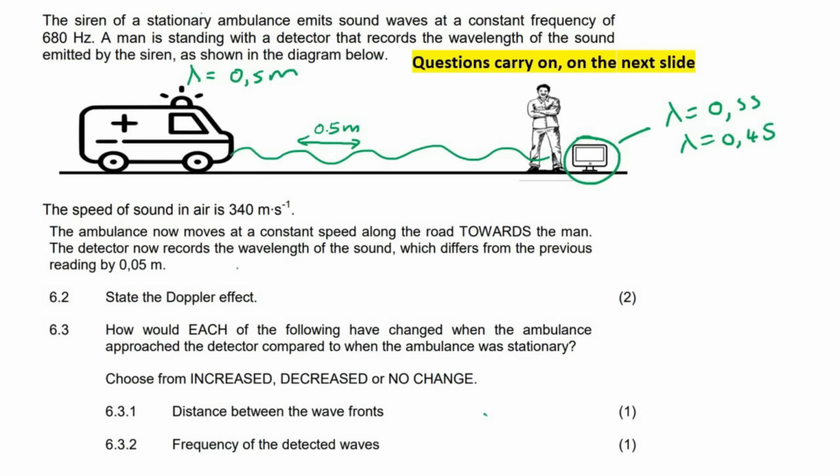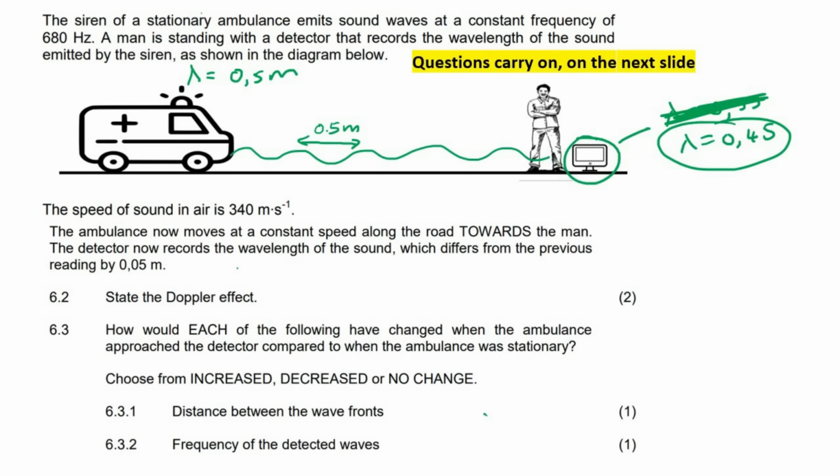Now, you've got to think to yourself, what would happen to these waves when the ambulance begins to drive in that direction? Well, the ambulance will begin to squash or compress those waves. So those waves will actually become a little bit shorter. How much shorter? Well, they told us 0.05. It'll differ from the previous one by 0.05, so it definitely won't be this wavelength. It'll be this one over here. That wavelength will become shorter because the ambulance is going to compress the waves.